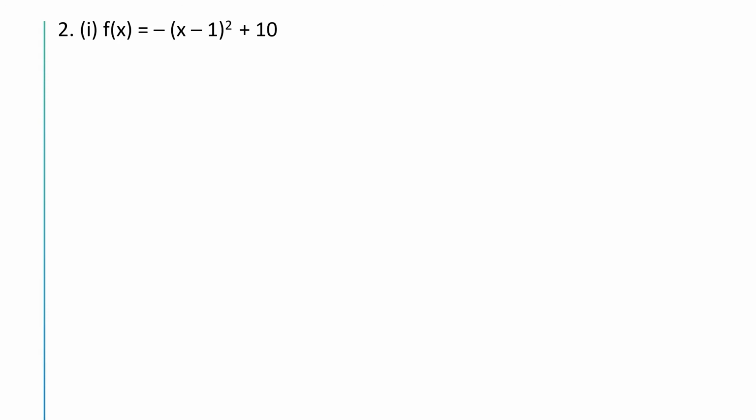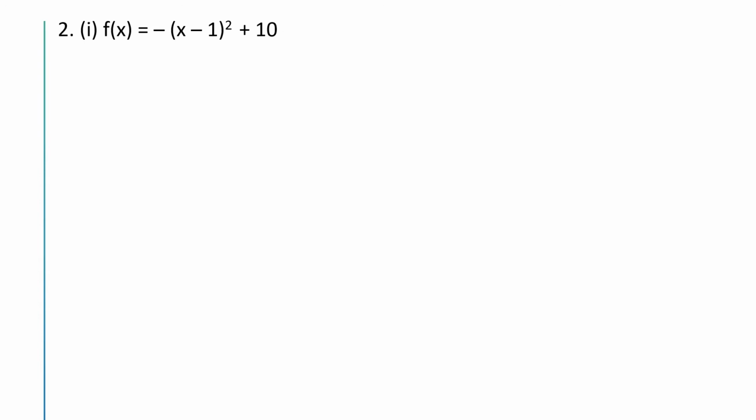Next question, f(x) is equal to minus of (x minus 1) the whole square plus 10. So here if we take (x minus 1) the whole square, the minimum value of (x minus 1) the whole square is 0. On the other hand, if we take minus of (x minus 1) the whole square, it means the maximum value of minus of (x minus 1) the whole square is 0.